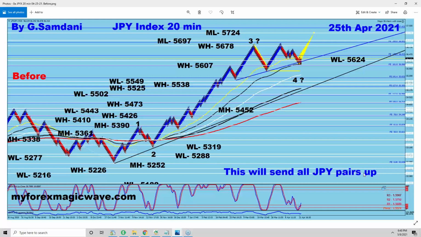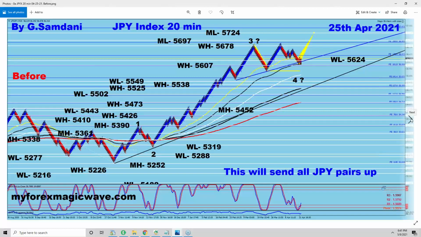Means all yen pairs like Euro yen, Pound yen, Aussie yen, USD yen, CAD yen, New Zealand yen, Franc yen, all of them. They will all go up. That's what it says. And then obviously, if that starts to happen, I will be looking for long entries in those pairs.